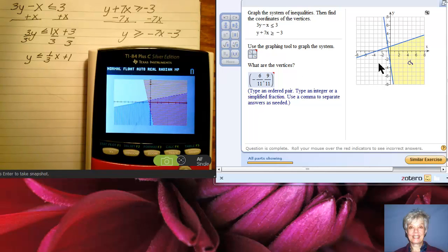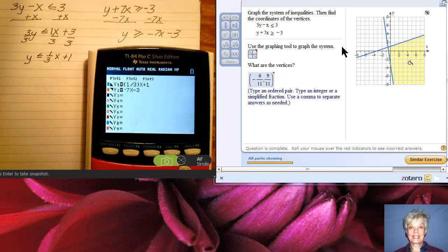Okay, so here's how it would be done. Go back to y equals, come down to y2, and go over to the equal sign and hit enter. Notice the highlighting is off the equal sign. That means that when I go to my table of points, I will only see the points for y1. So, second, graph.